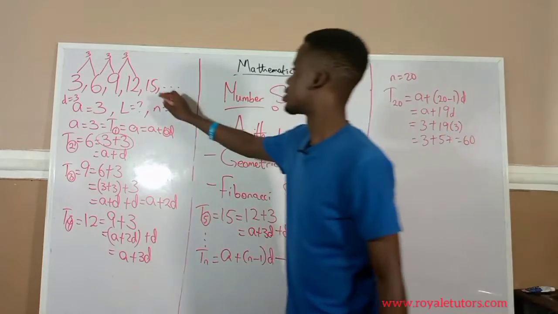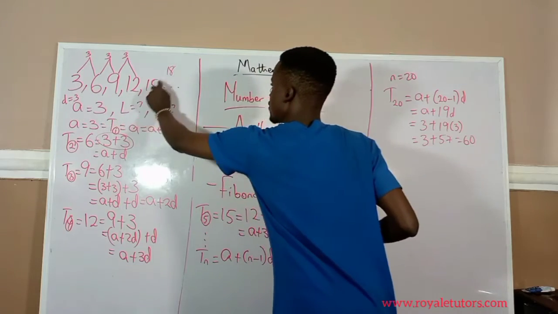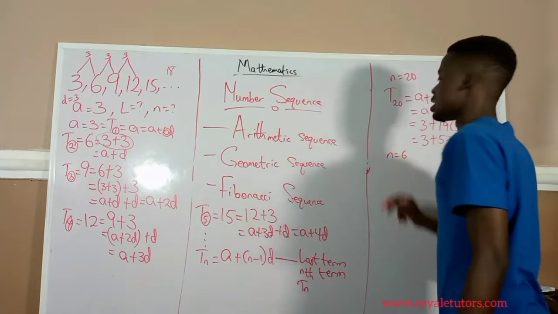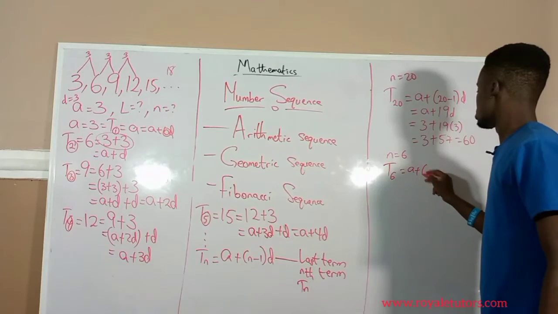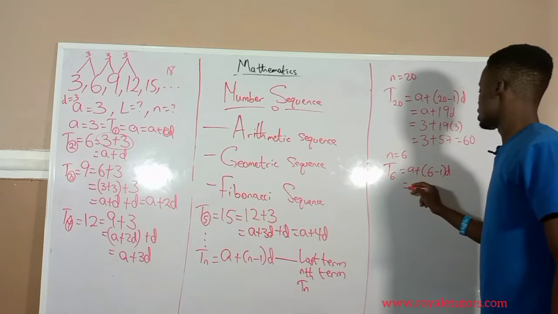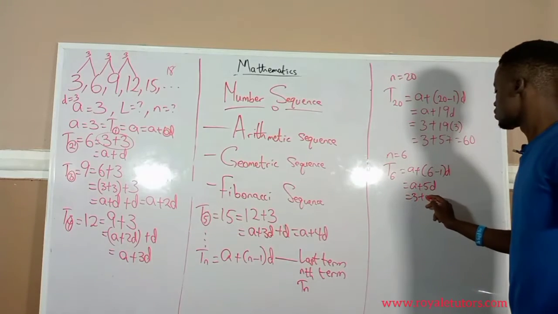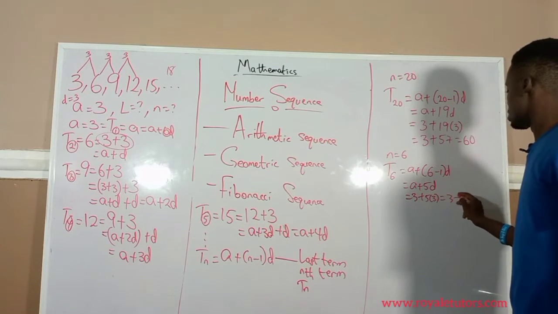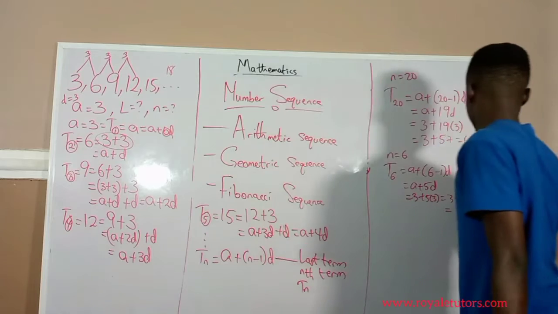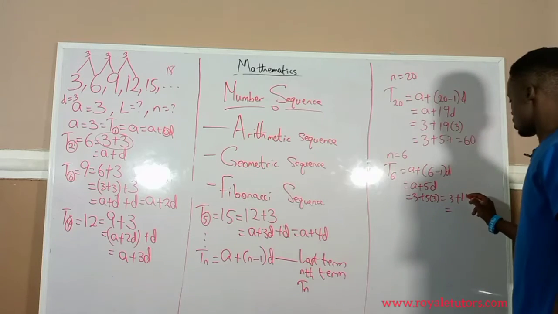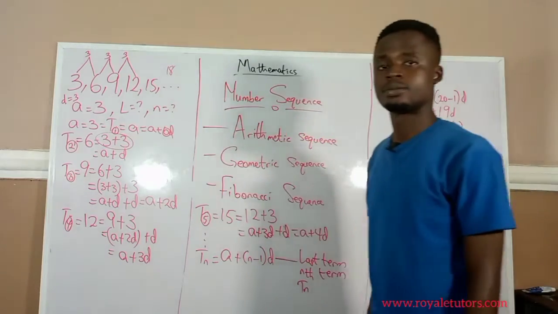We know that the next term here is supposed to be 18, so let's try and get it out. That's how many terms? That's 1, 2, 3, 4, 5, 6. So let's say they ask us to find the 6th term. All you need to do is put n is equal to 6, so that you have T6 is equal to a plus 6 minus 1 d, and that is a plus 5d. That's going to give us 3 plus 5 in the bracket 3, which is 3 plus 15, which is going to give us 18, which is what we had earlier.